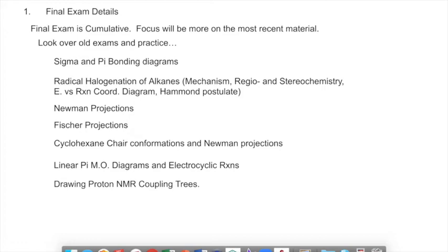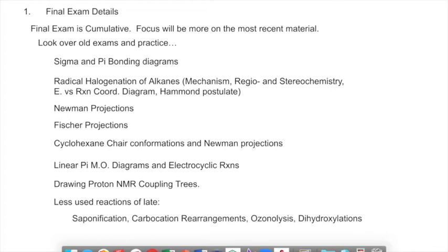And then I was thinking about maybe putting an NMR coupling tree problem, because we finally seem to be pretty good at predicting coupling, but the trees are nice too. We'll see. And then some of the less used reactions of late to review, like saponification, which is actually ester hydrolysis, really, which is new. Carbocation rearrangements, ozonolysis, dihydroxylations. So just check them out. It'll come back real quick.